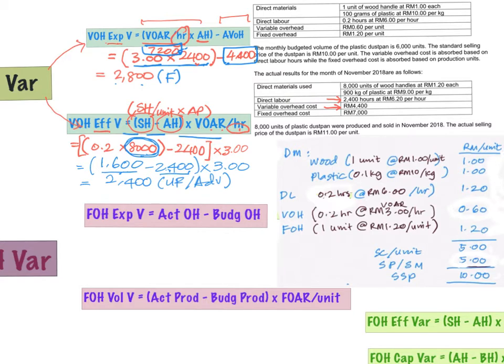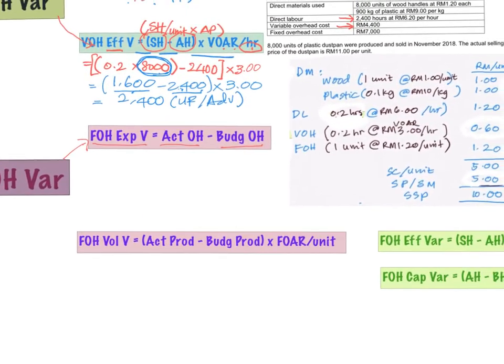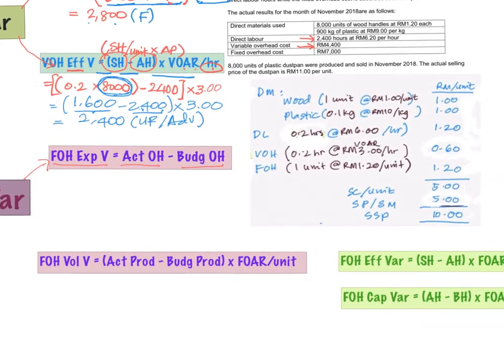Now we are going to look at the fixed overhead variance. So for fixed overhead variance, we have two types of variance. The first one is fixed overhead expenditure variance, same like the variable overhead. Okay, the formula is actual overhead minus budgeted overhead. So using the same example, we are going to try to solve for the fixed overhead variance.